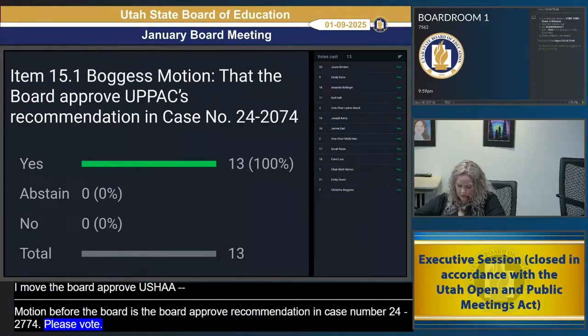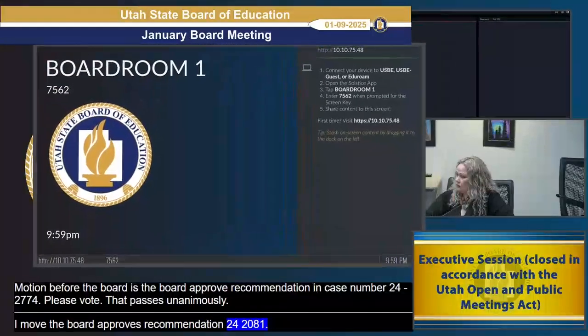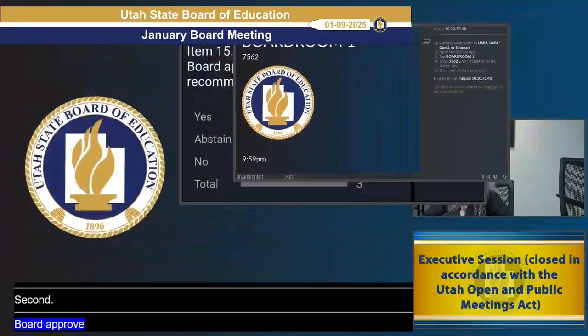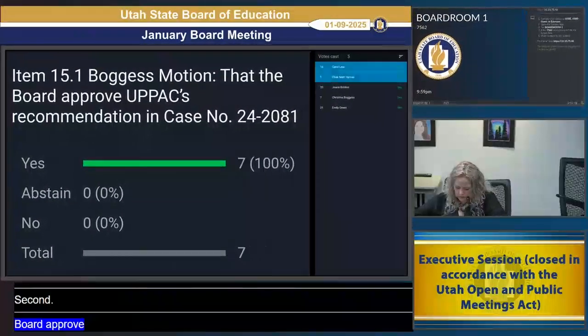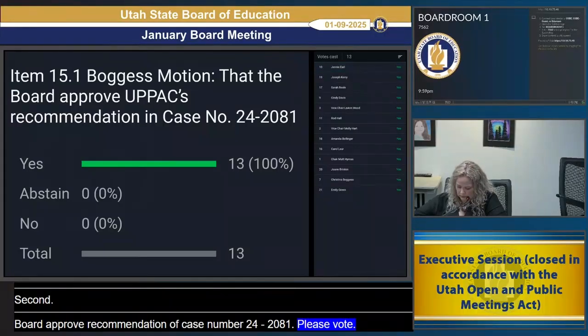Member Bogus. I move that the board approves UPAC's recommendation for case number 24-2081. Second. The motion before the board is that the board approve UPAC's recommendation of case number 24-2081. Please vote. That passes unanimously.